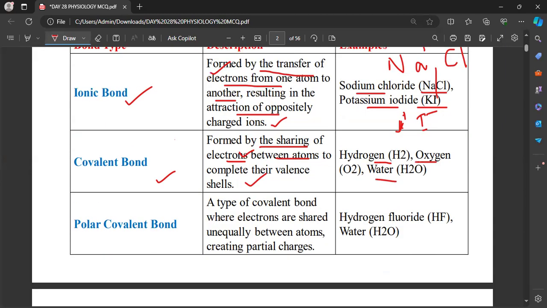Now, what is a polar covalent bond? Here the electrons are shared unequally between the atoms, and they create partial charges. Examples are hydrogen fluoride and water. So this is what a polar covalent bond is. If we dissolve a particular compound, this can be considered a solvent. That is why we call it the polar covalent bond.